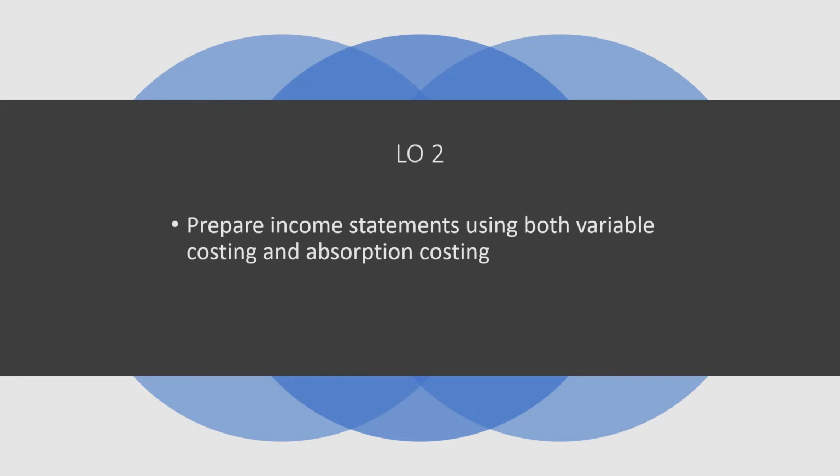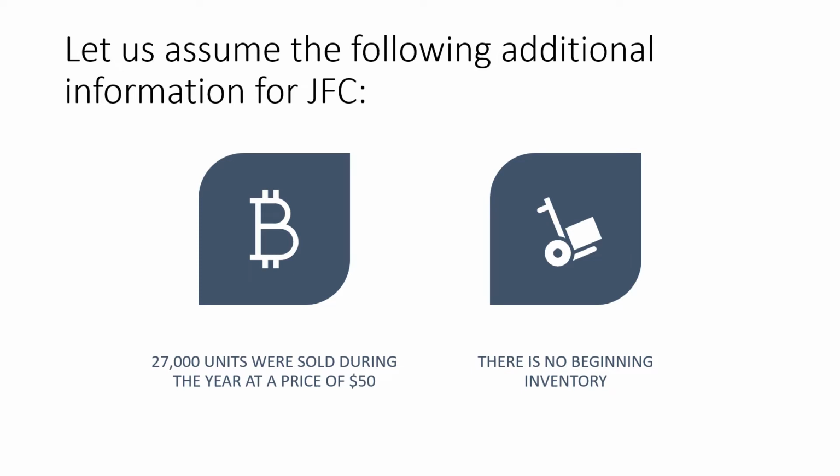Now, we proceed to our second learning objective, and that is to prepare income statements using both variable costing and absorption costing. Let us assume the following additional information for JFC. For the year, JFC sold 27,000 units at a price of $50 per unit. And we also assume that there is no beginning inventory.